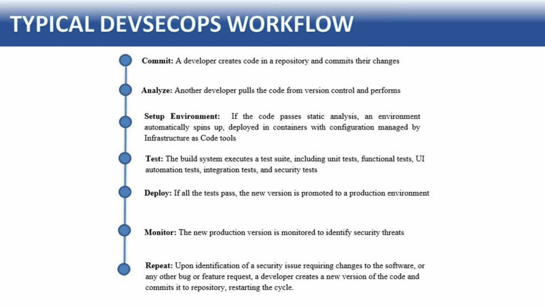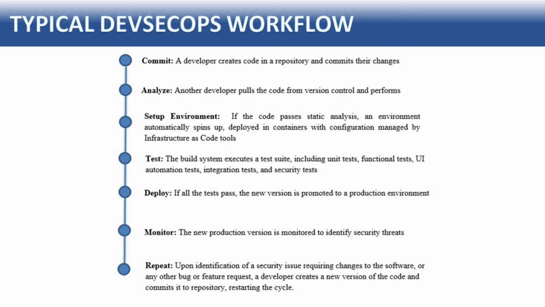Fourth one is test. The build system executes a test suite, including unit tests, functional tests, UI automation tests, integration tests, and security tests. And fifth one is deploy. If all the tests pass, the new version is promoted to a production environment.